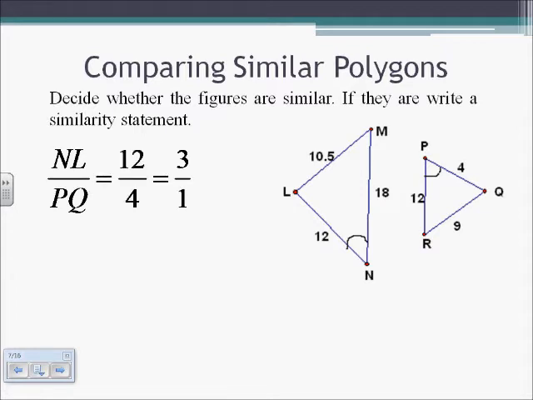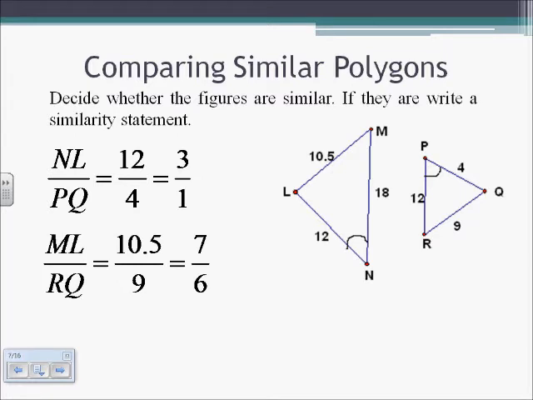And I have NL over PQ is equal to 12 over 4, that's 3 over 1. But looking at ML over RQ, I have 10.5 over 9, which is 7/6. And since 3 over 1 is not equal to 7/6, I know that this cannot be similar. So taking a look at the figure there, not similar between the two polygons.